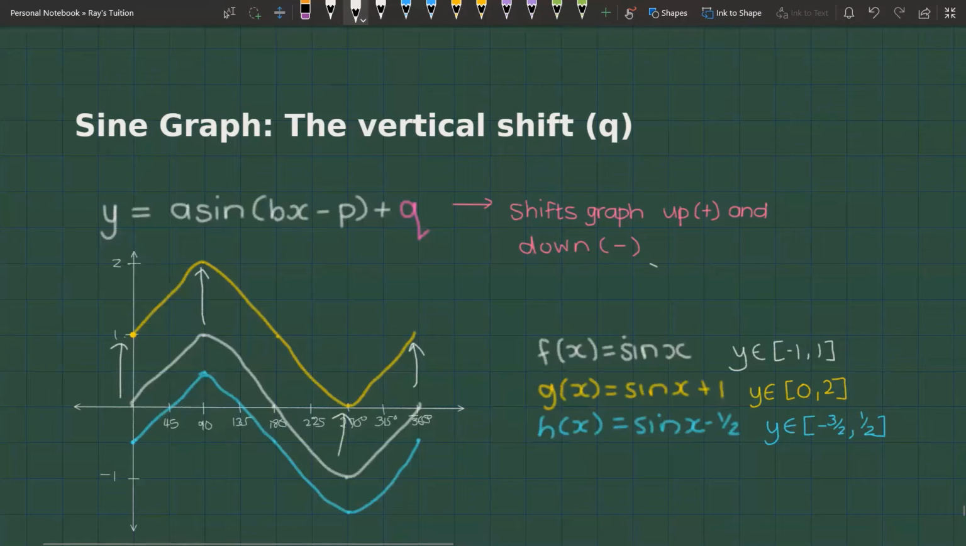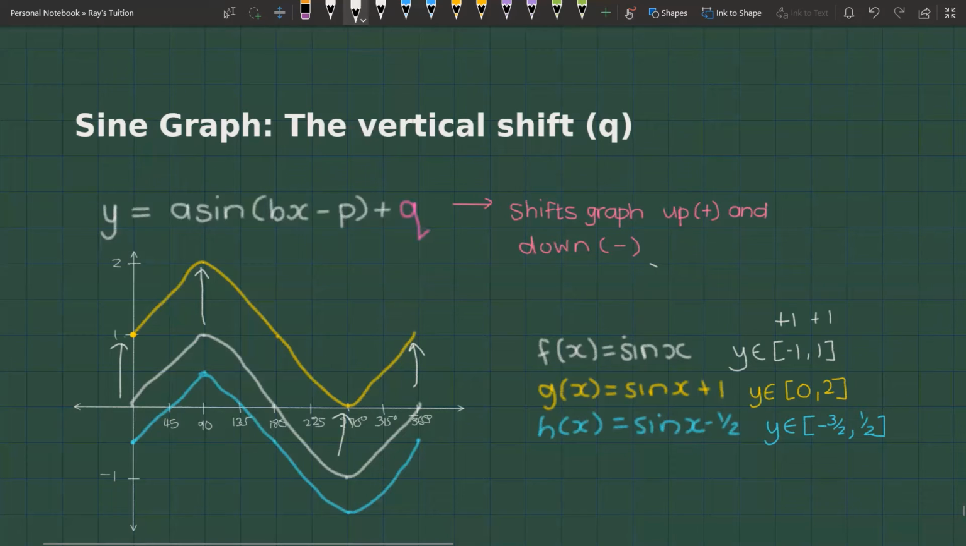What you would also note is that the range of the graph is also different. The yellow graph goes from y is equal to 0 to 2. So it's like adding 1 to each of the endpoints of our original graph. So -1 plus 1 gives us 0, and 1 plus 1 gives us 2. So adding 1 to the original range, or whatever the shift is, will give you the new range.